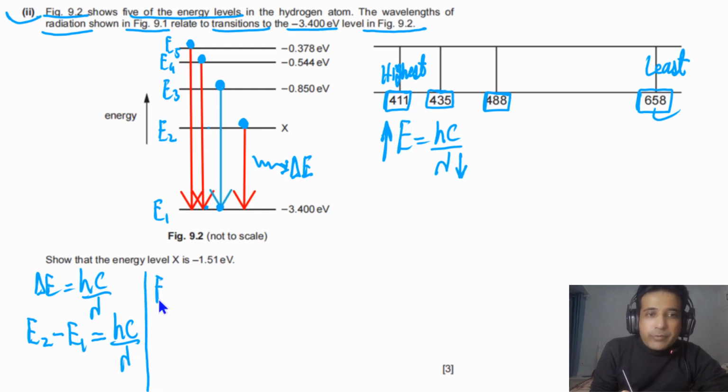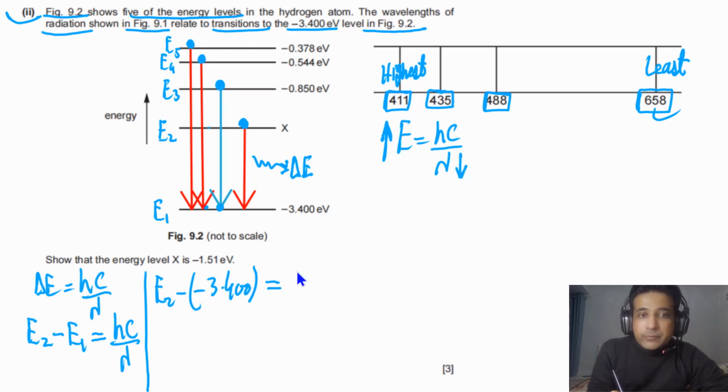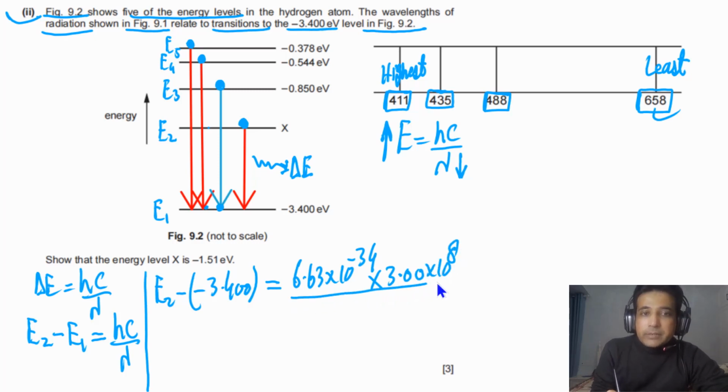So we can write E2 minus E1, and E1 is minus 3.400, in electron volts. Our final answer has to be in electron volts because we are using that unit here. On this side we have Planck's constant, 6.63 times 10 to the minus 34, multiplied by c, which is 3.0 times 10 to the 8, divided by lambda. Lambda is 658 nanometers, so we have to multiply by 10 to the minus 9.